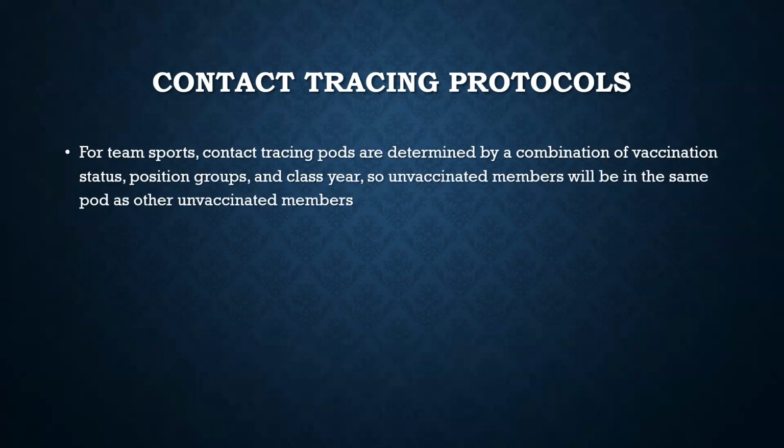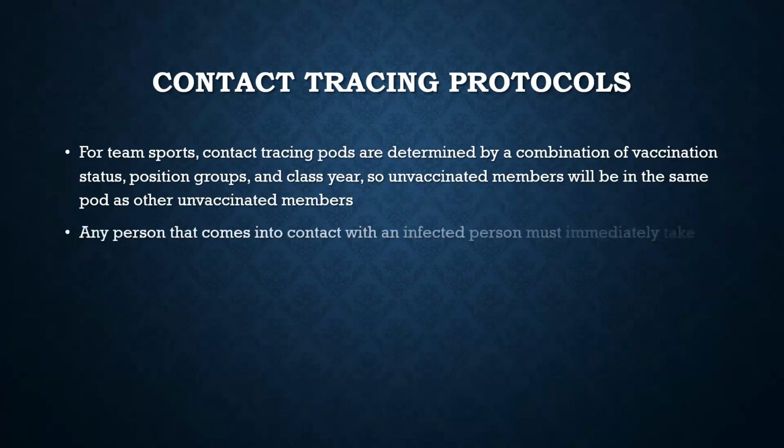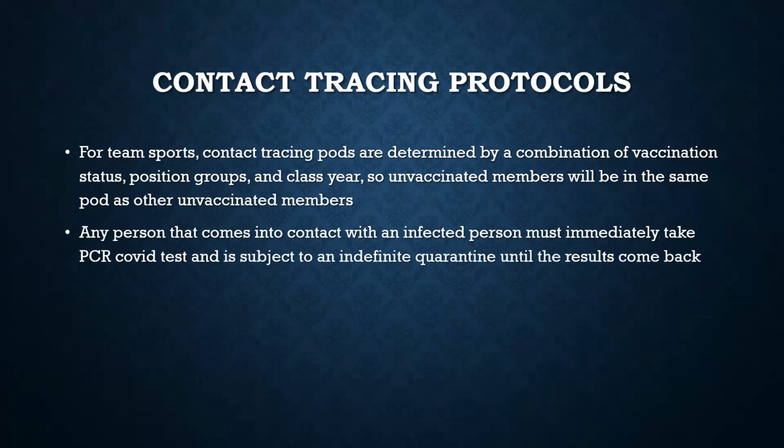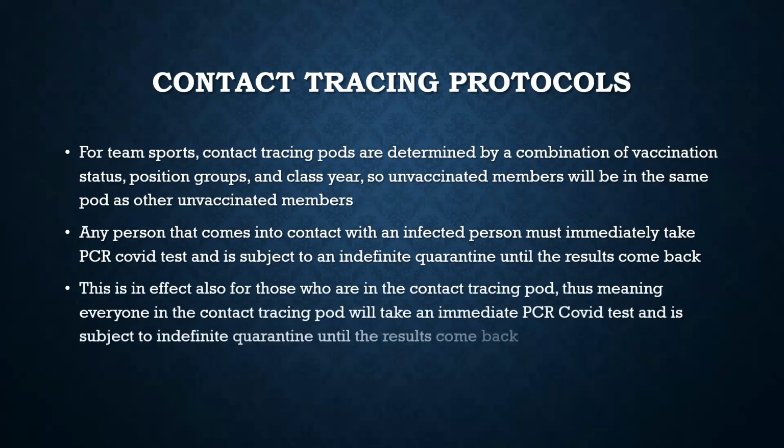For team sports, contact tracing pods are determined by a combination of vaccination status, division groups, and class year. So, for example, unvaccinated members will be in the same pod as other unvaccinated members, and so on. Any person that comes into contact with an infected person must immediately take a PCR COVID test and is subject to an indefinite quarantine until the results come back. This also affects those who are in the contact tracing pod, meaning everyone in the contact tracing pod will take an immediate PCR COVID test and is subject to an indefinite quarantine until the results come back.